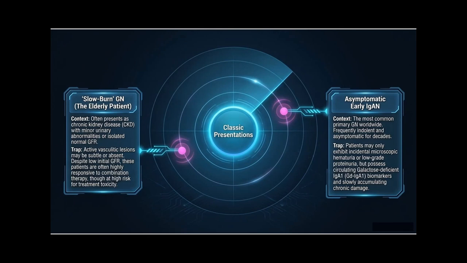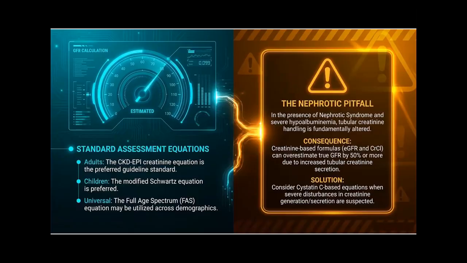The other type is asymptomatic early IgA nephritis. It is the most common primary glomerulonephritis worldwide, frequently slow in progression, asymptomatic for decades. Patients may only exhibit incidental microscopic hematuria and low-grade proteinuria, but possess circulating galactose-deficient immunoglobulin A. This is called Gd-IgA1, the biomarker.